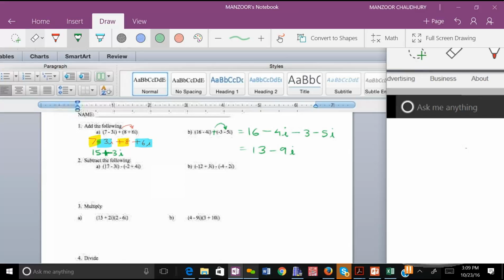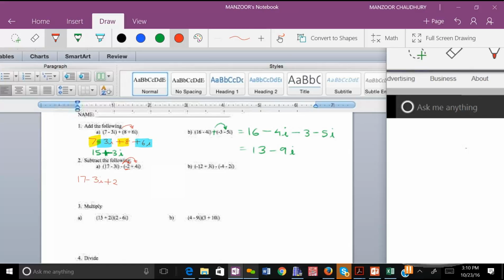Look at question number 2, subtracting. When you subtract, what you do is you change the sign. So 17 minus 3i doesn't change. But in front of the 2, is there a negative sign? It's kind of small, fuzzy. I think it might be a positive sign, so that negative and negative becomes positive 2.